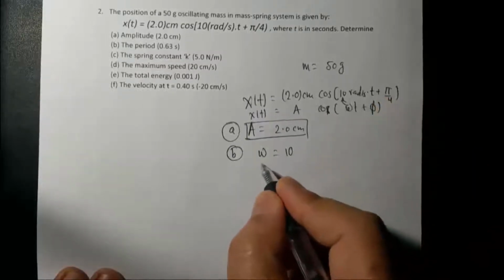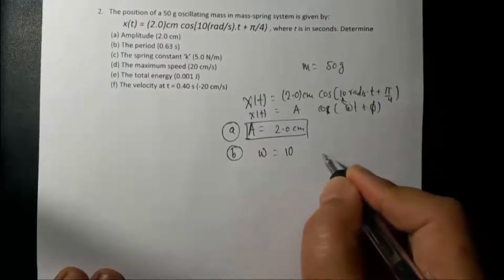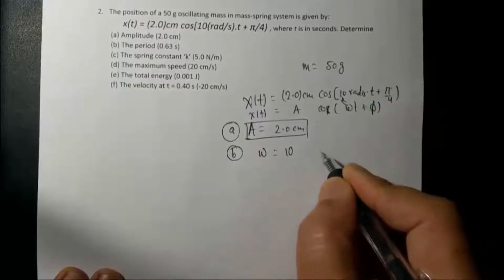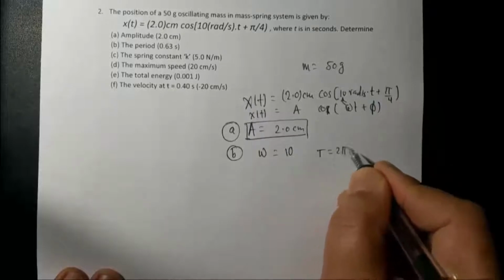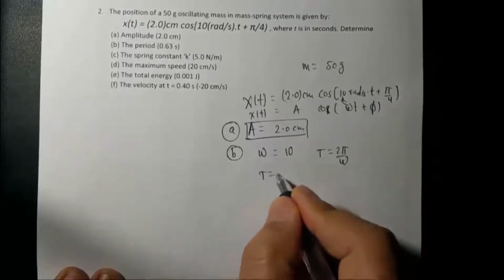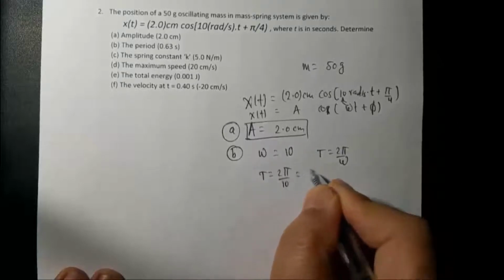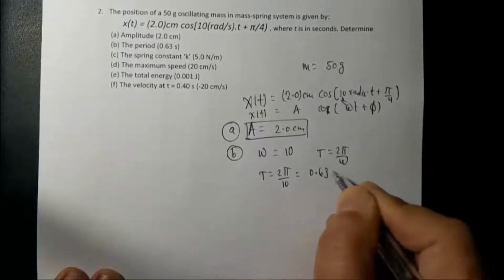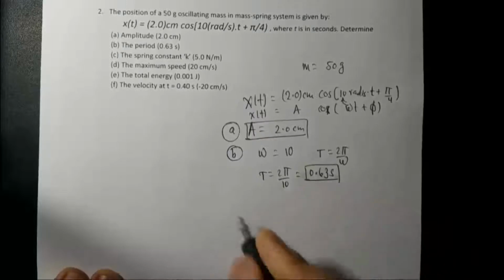And what's the relationship between time period and omega? T is 2 pi over omega. So 2 pi over 10 is 0.63 seconds. That's the period of this oscillation.